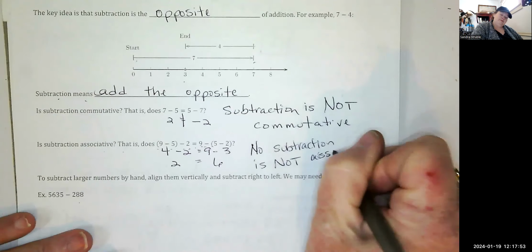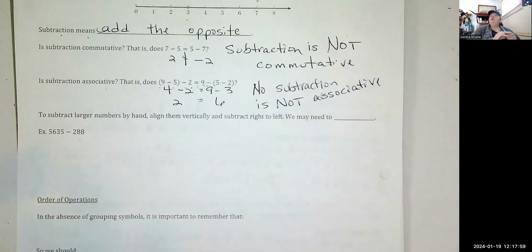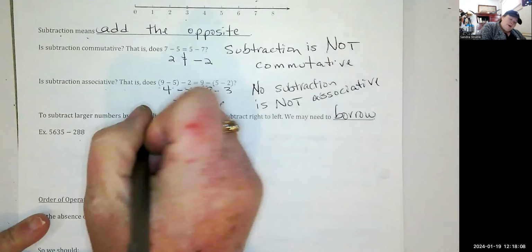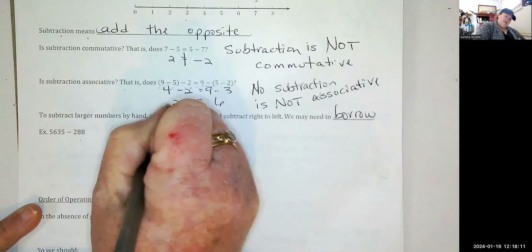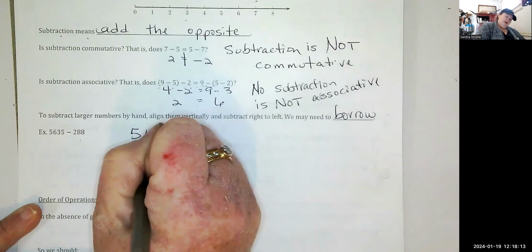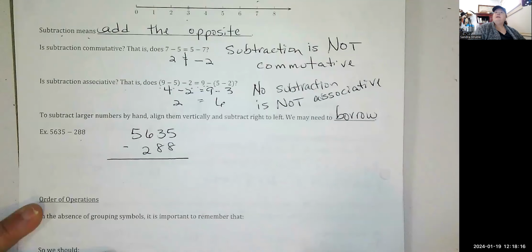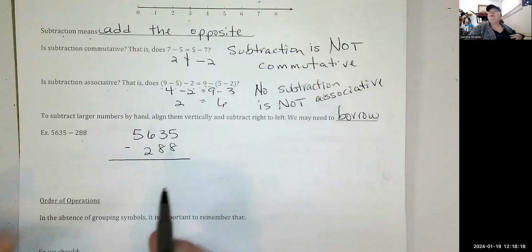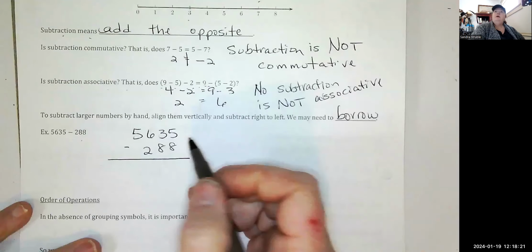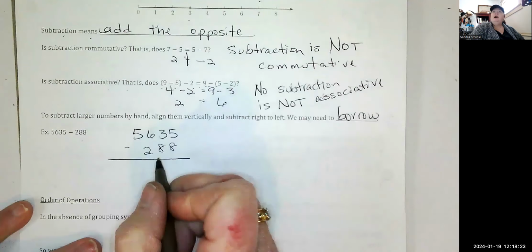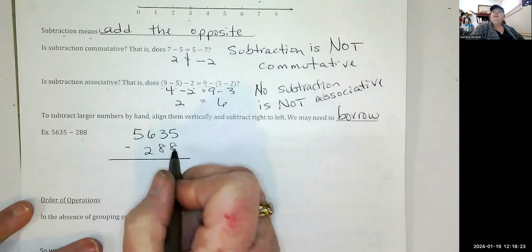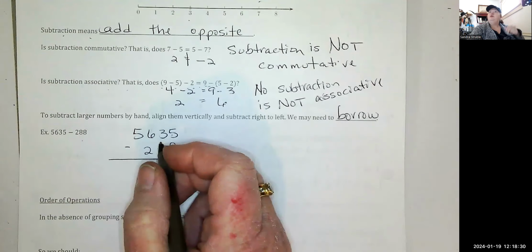All right, to subtract larger numbers by hand, you need to align them vertically and subtract from right to left. And we may need to borrow. So by hand, 5,635 and 288. We're subtracting them. Please notice that I lined up my ones, my tens, and my hundreds based on them. So I start from right to left. I need to be able to take 8 from 5, and that's not going to happen. You can't have 5 of something and take 8 out of it. Blood from a turnip doesn't work.